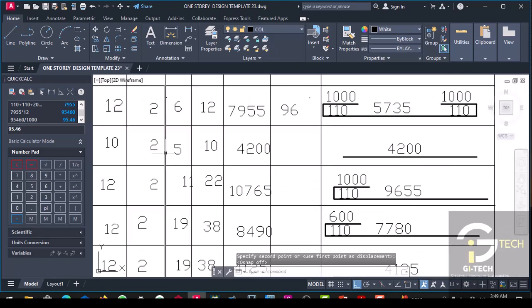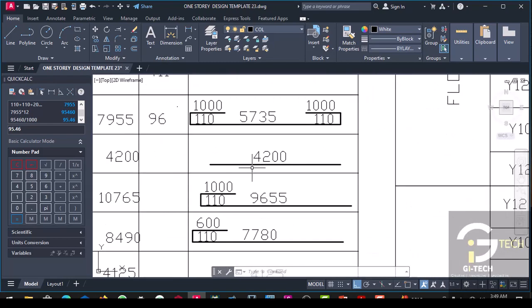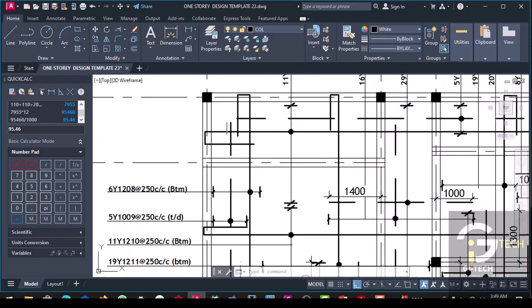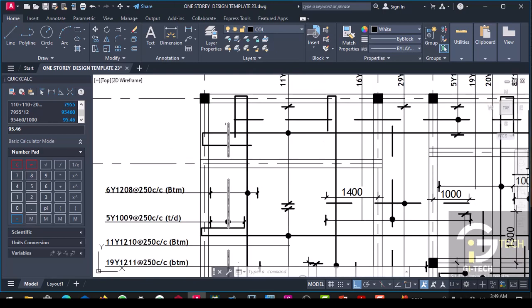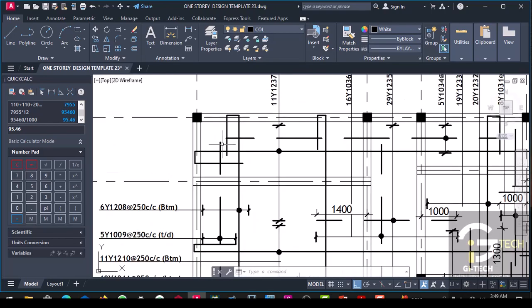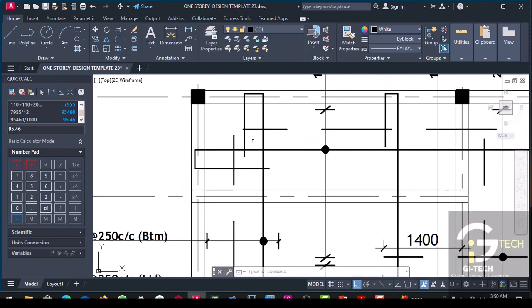Each is 5. So when you multiply this by 5, it gives you 10. So let's get the length of the distribution bar. There are two ways you can calculate this. Either you take direct measurement, or you use the method of 0.15L to do the calculation.